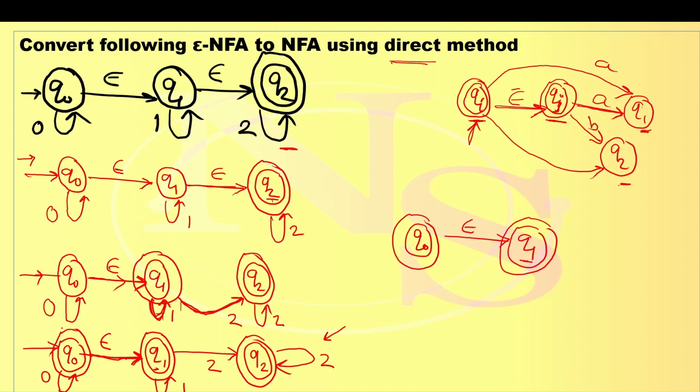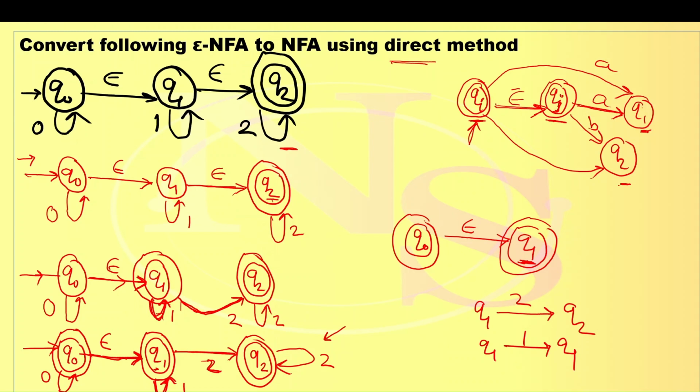Second rule, all transitions starting from Q1. So which are the transitions starting from Q1? Q1 having transition to Q2. Thus write it down. Q1 having transition to Q2. For which symbol? Symbol is 2. Q1 to Q2 symbol is 2. Q1 to Q1 symbol is 1. So I am writing it as it is. So there are two transitions from Q1. Q1 to Q2 and Q1 to Q1. I have written like this.